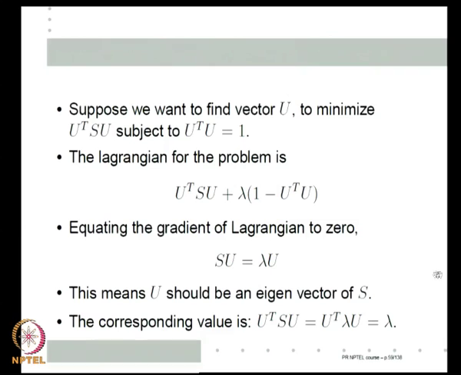Right. So, if I want to minimize U transpose S U subject to U transpose U equal to 1, then the minimizing U has to be an eigenvector, and if I take it to be an eigenvector with eigenvalue lambda, then the value of U transpose S U is equal to lambda, which means to actually minimize it, I need to take the eigenvector which corresponds to the least eigenvalue.